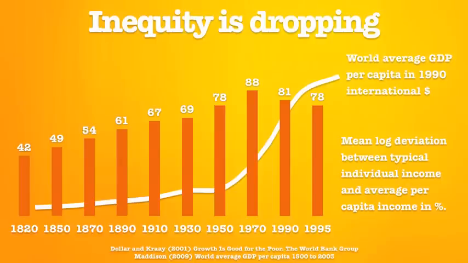Here you can track what economists call the mean log deviation between the typical individual income and the average per capita income. So starting in the 1970s, inequity, in that sense, began to drop.